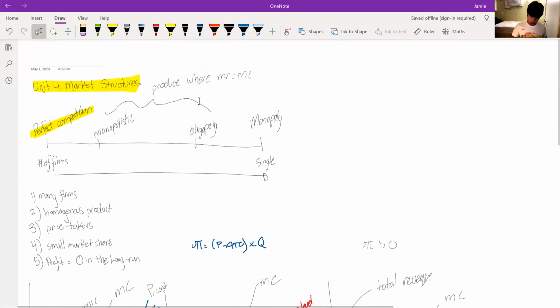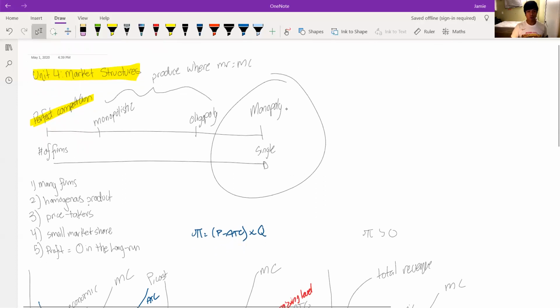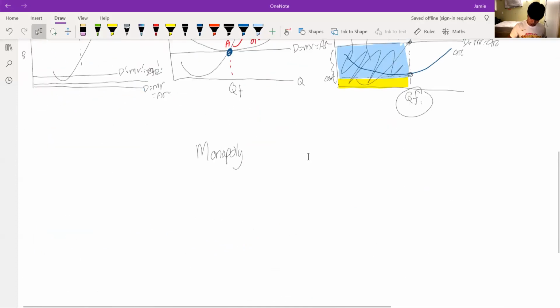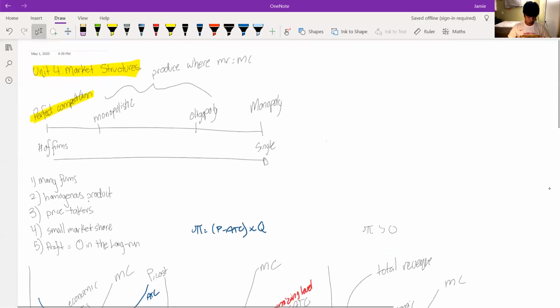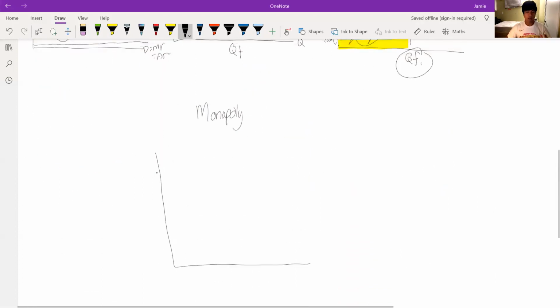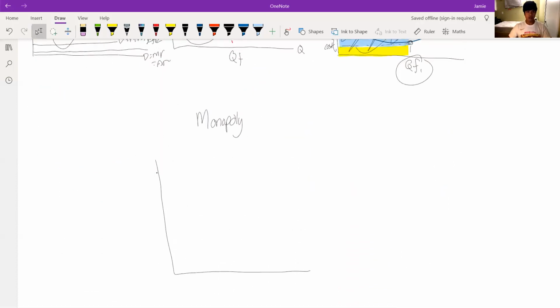So we are right here on this portion of the line. The other spectrum, monopolies. Monopolies: a single firm providing a good and service, not many substitutes, if not no substitutes. There's high barriers to entry. One thing I forgot to mention, low barriers to entry for perfect competition. Monopoly will have high levels of barriers, so it's hard to enter this market.